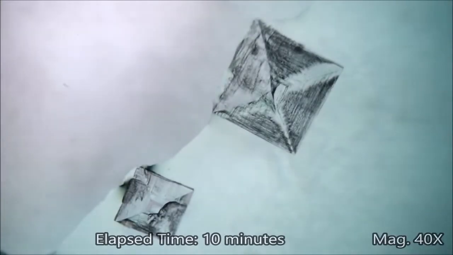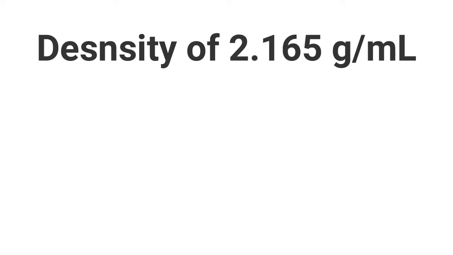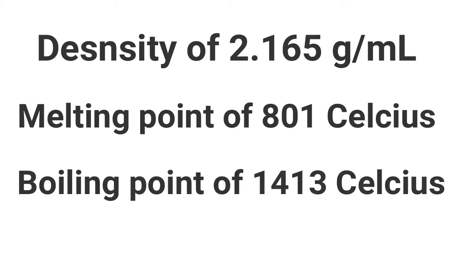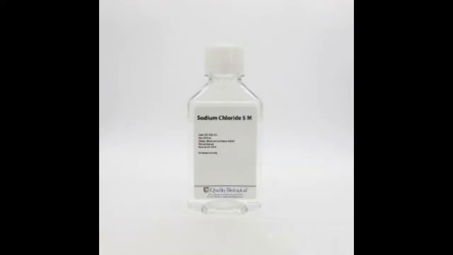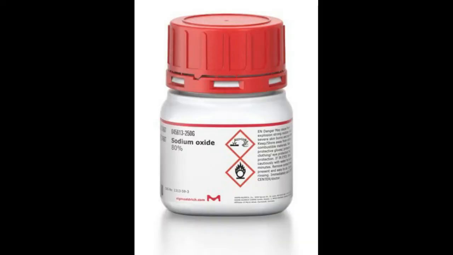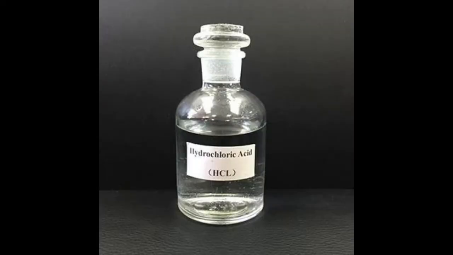Sodium chloride, a white crystalline solid, has a density of 2.165 grams per milliliter, a melting point of 801 Celsius, and a boiling point of about 1413 Celsius. It is also available as aqueous solutions with different concentrations, which are known as saline solutions. Sodium chloride is readily soluble in water and other polar solvents, and it is also a stable solid. It decomposes only at high temperature to produce toxic fumes of disodium oxide and hydrochloric acid.